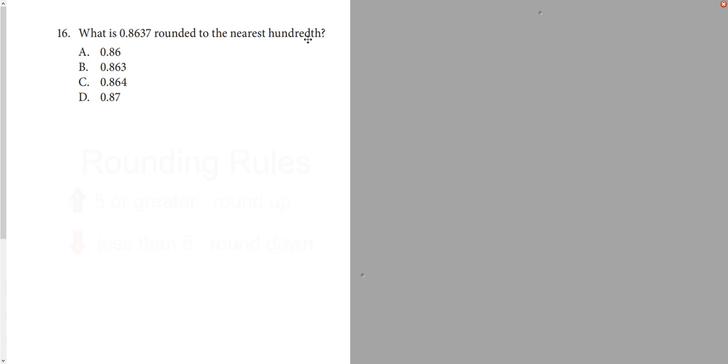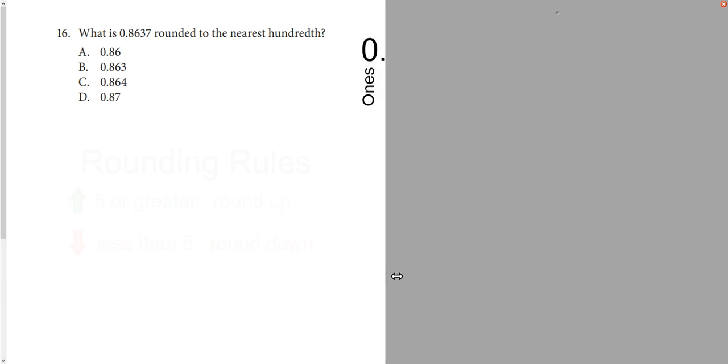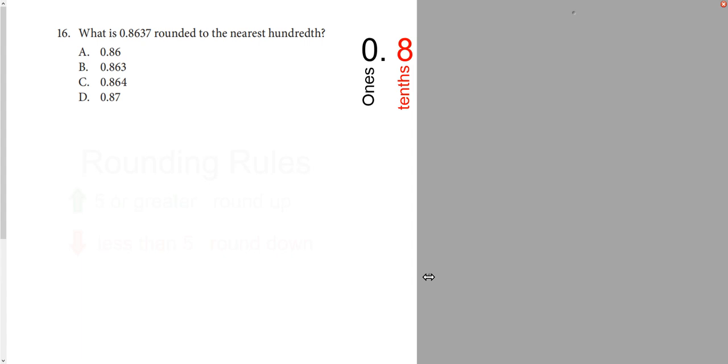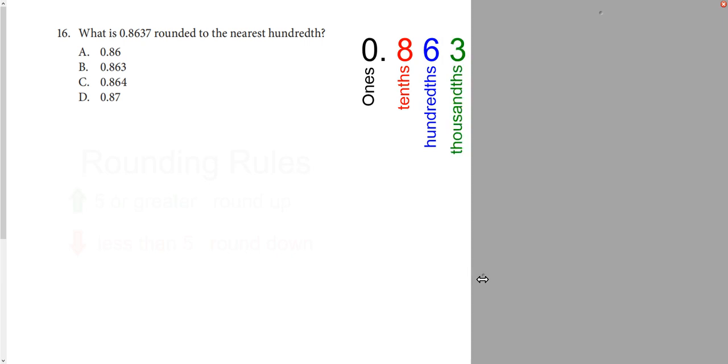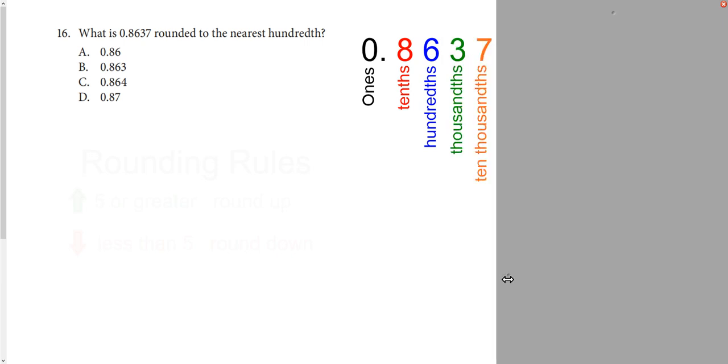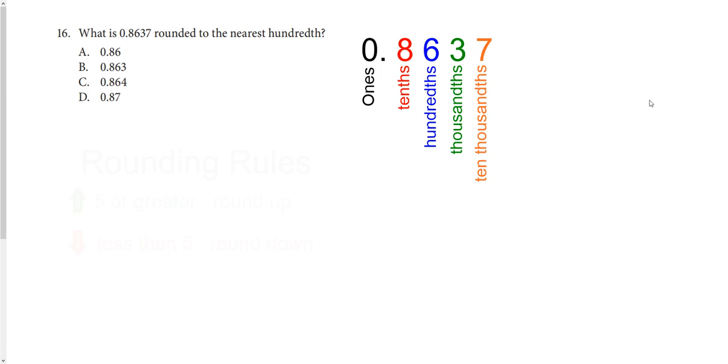Well, first we want to know about the names of each of the places. So if we go through, the 0 is in the ones place. The 8 is in the tenths place. The 6 is in the hundredths place. The 3 is in the thousandths place. And the 7 is in the 10,000ths place. And we want to round to the nearest hundredth.